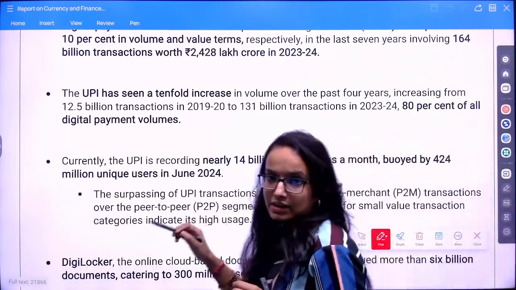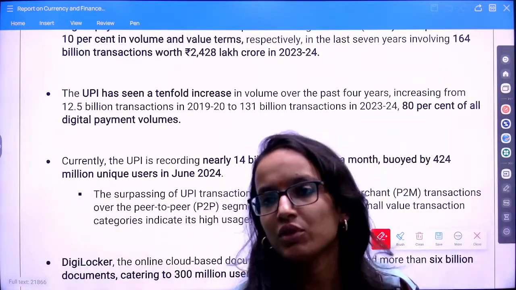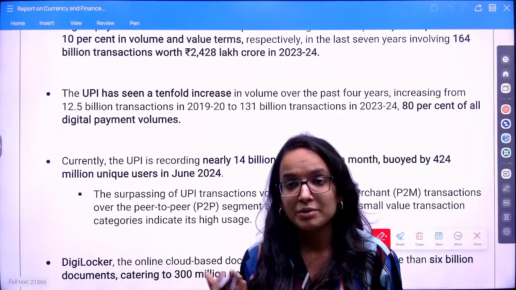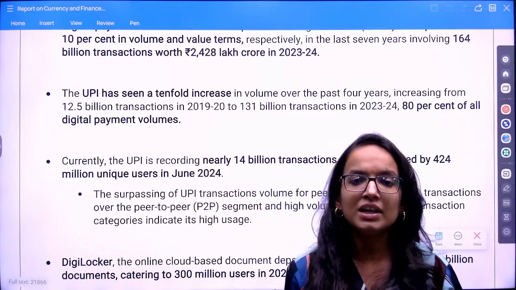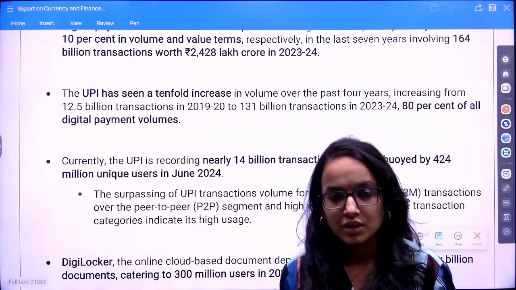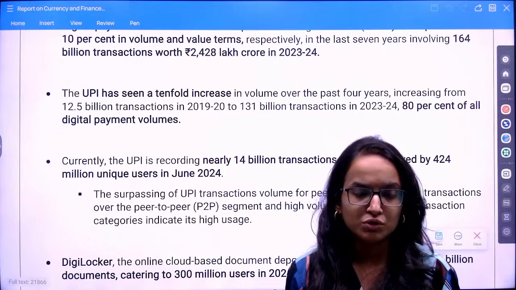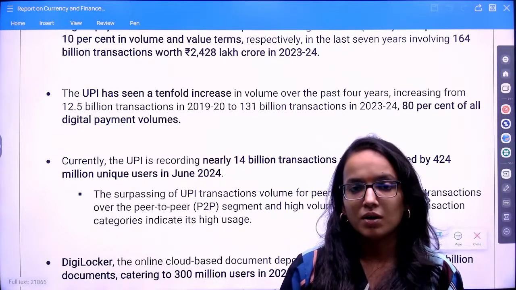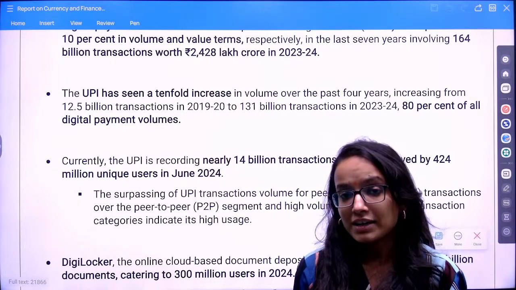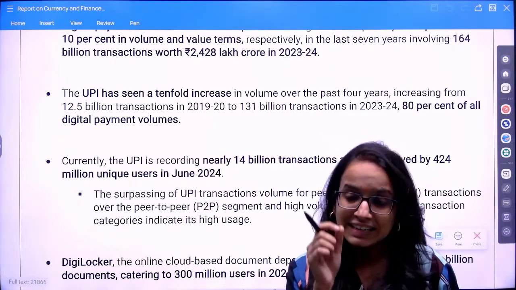Then UPI, of course, has been very successful in the case of India. They have talked about UPI transactions in the RBI annual report as well. Earlier we were using UPI for P2M, peer to merchant, so we used it for business transactions, for payment of anything we purchased from any seller. But now we are using it for P2P also. The ticket size has also reduced.